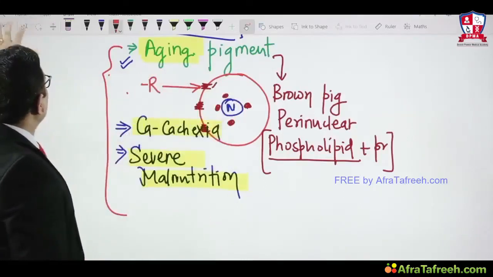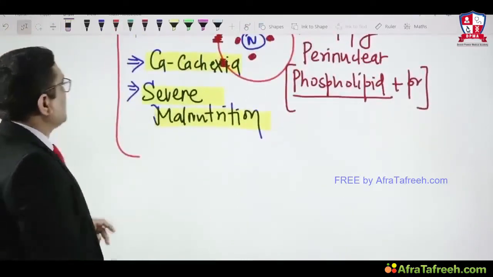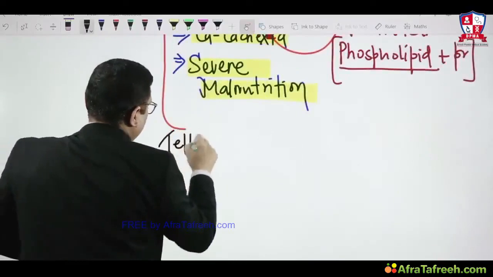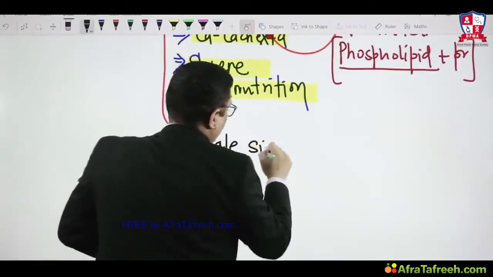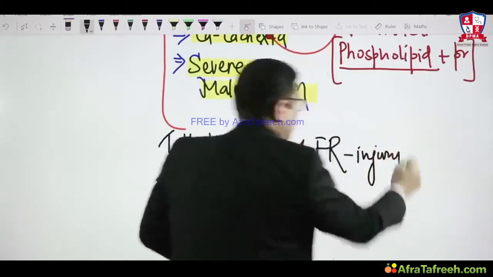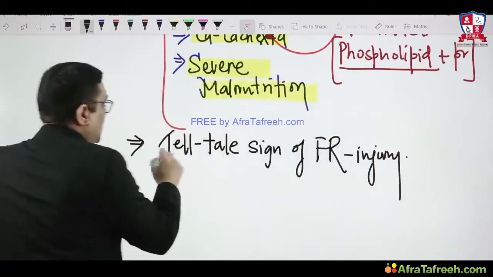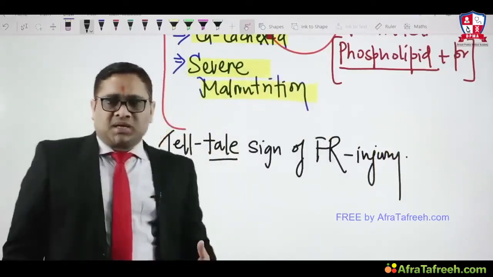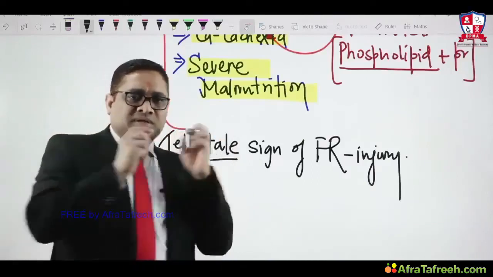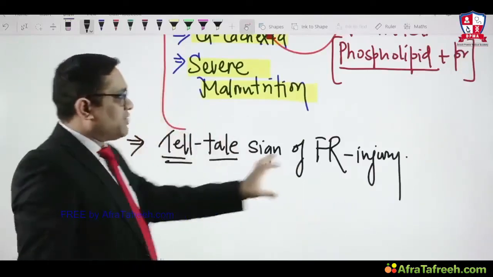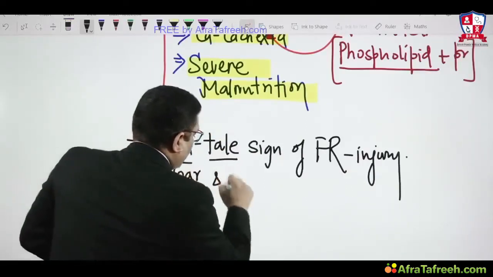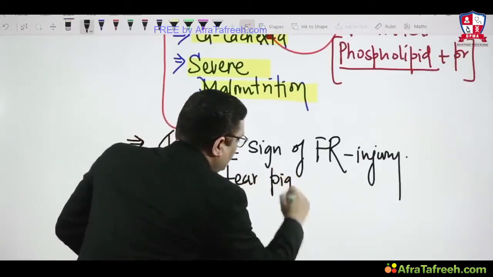That is why there is a nickname which we use for lipofuscin. These are the telltale sign of free radical damage. So there is a phrase used for lipofuscin, telltale sign of free radical injury, right? What is the meaning of this phrase? Telltale sign means lipofuscin is telling that my cell membrane was damaged, and from the membrane phospholipid this brown perinuclear pigment has been formed. So telltale sign of free radical injury is lipofuscin, also known as wear and tear pigment.